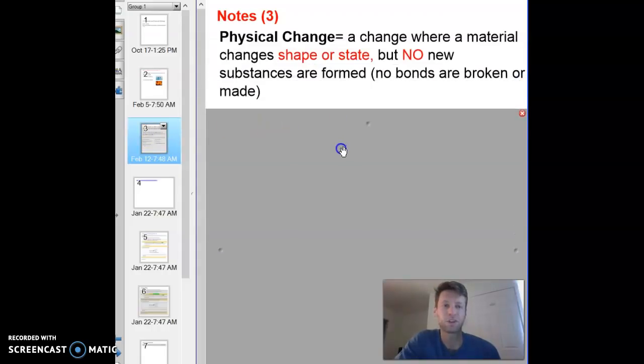The definition of a physical change is a change where a material changes shape or state, but no new substances are formed. Another way of saying that is there's no bonds broken or bonds created. Remember, chemical bonds are what hold together two atoms. Atoms come together and are held together by bonds because it makes both of those atoms happy. It's favorable energetically. Now, we're going to learn way more about that later in the year, but for now you just need to know that atoms come together, they are stable, they're happy when they form bonds.